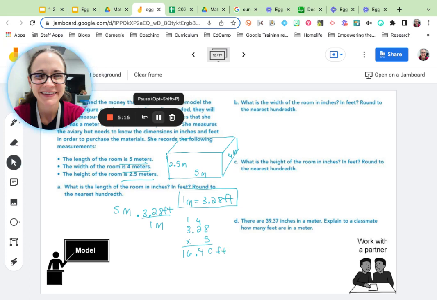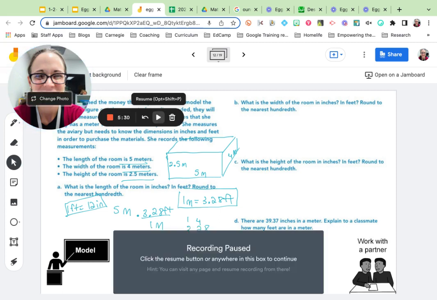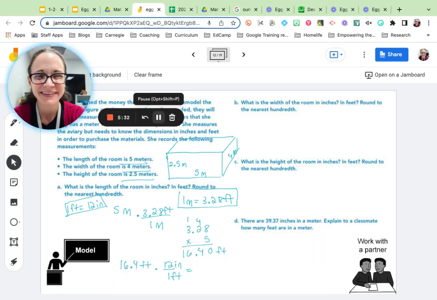But remember, we need to know in inches. Going back to our table, we see that 1 foot is the same as 12 inches. So we can multiply 16.4 feet times 12 inches over 1 foot. Multiplying our numerators, we'll be multiplying 16.4 times 12. And that comes out to 196.8 inches. So we've answered the questions both ways that we were asked.